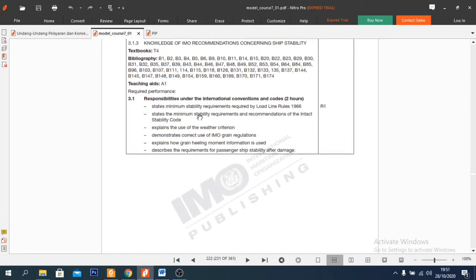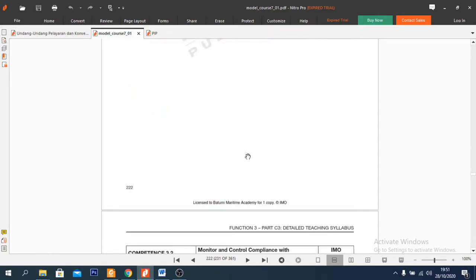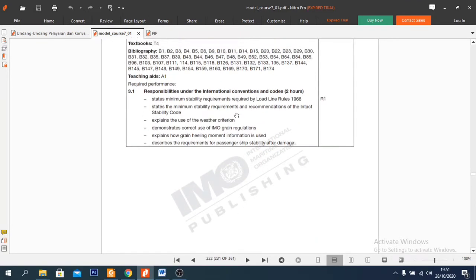Apa saja di sini adalah state the minimum stability requirement required by Load Lines 1966. State the minimum stability requirement and recommendation of the intact stability code. Explain the use of weather criterion. Demonstrate correct use of IMO grain regulation. Explain how grain heeling moment information is used. Dan terakhir adalah describe the requirements for passenger ship stability after damage. Ya, selesai.